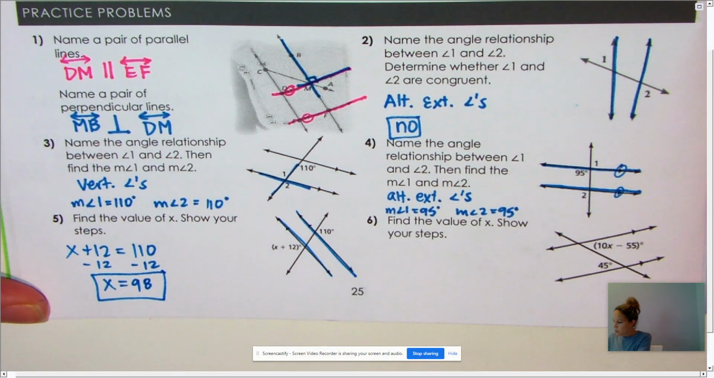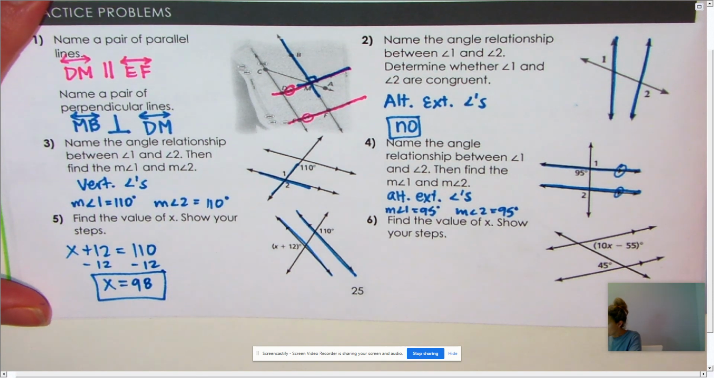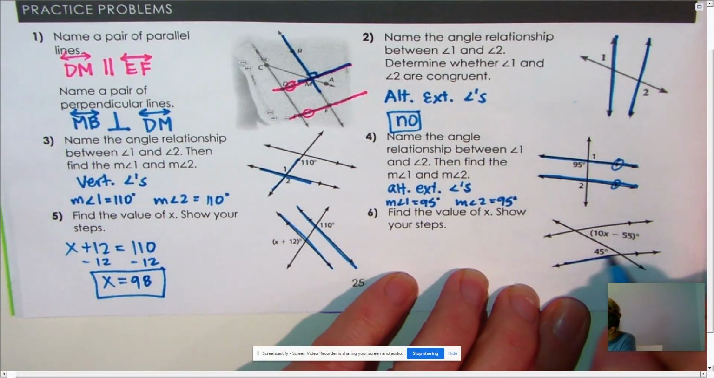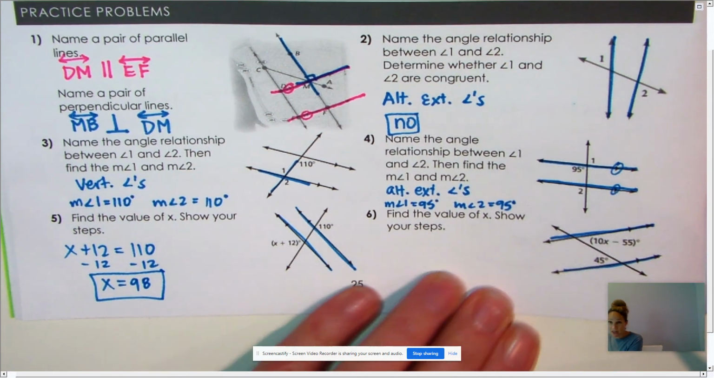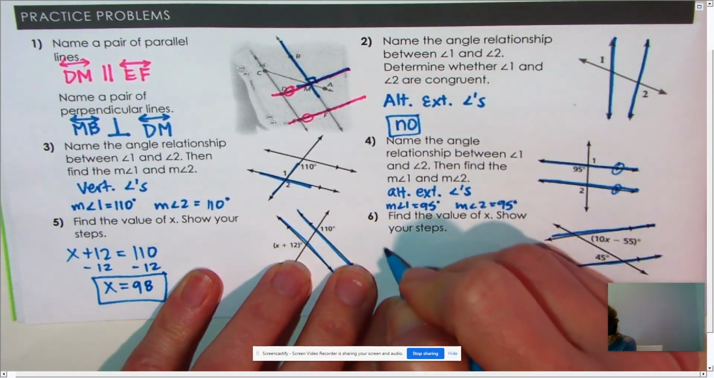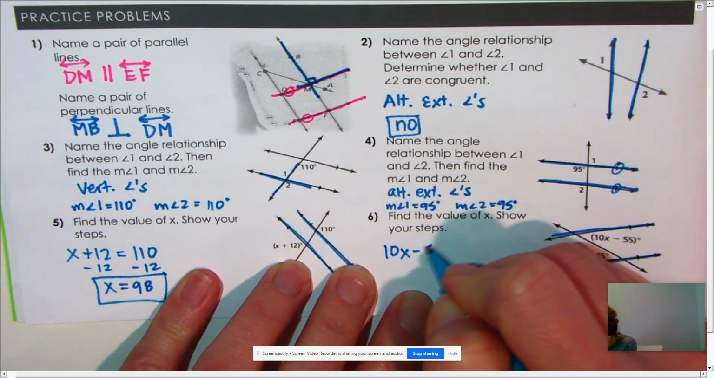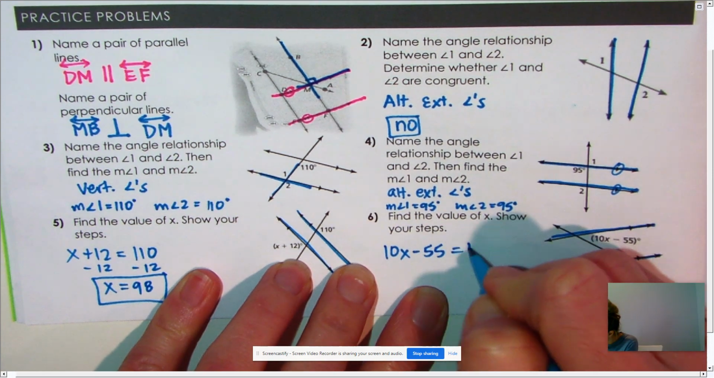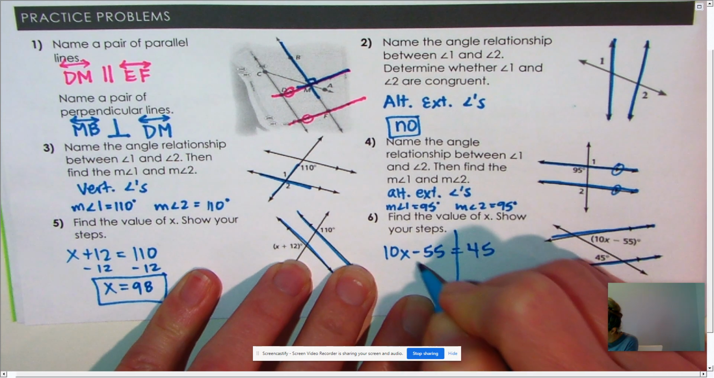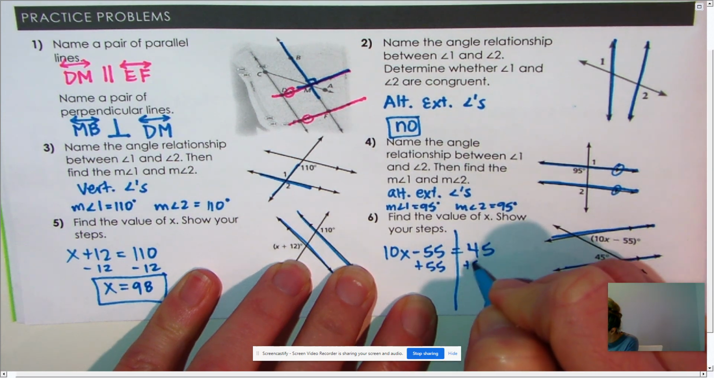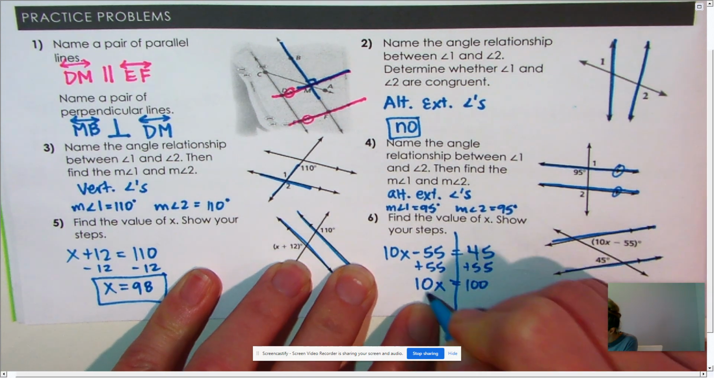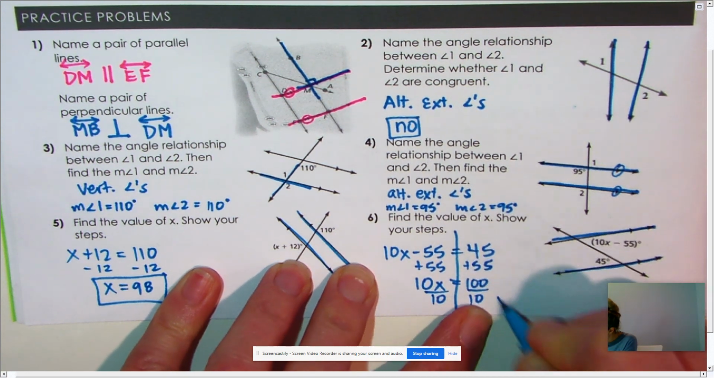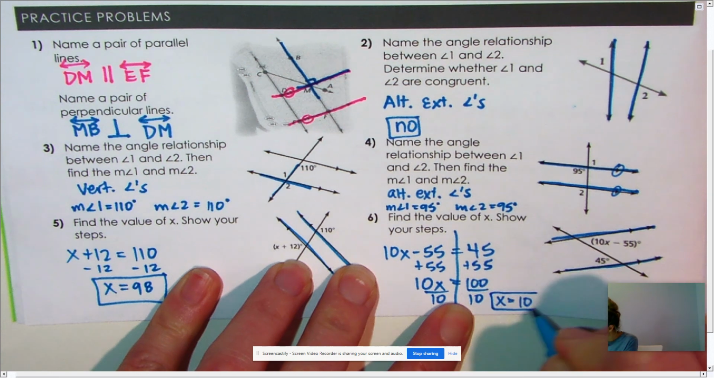And that's it. Okay, question number 6, find the value of x, show your steps. Here's my parallel lines, alternate interior angles. So I know they have to be congruent to each other. So I'm going to write 10x minus 55 has to be equal to 45 degrees. So now I'm going to solve it. Plus the 55, so I get 10x is equal to 100, divide by 10. So x is equal to 10.